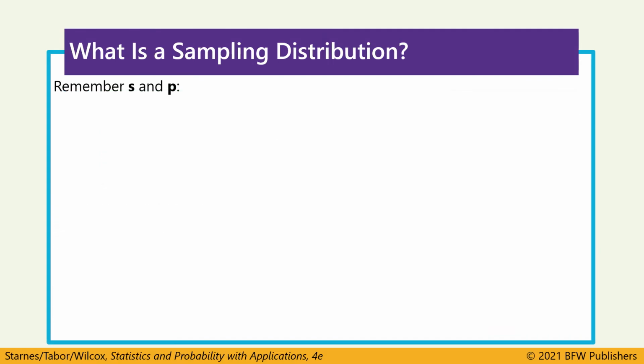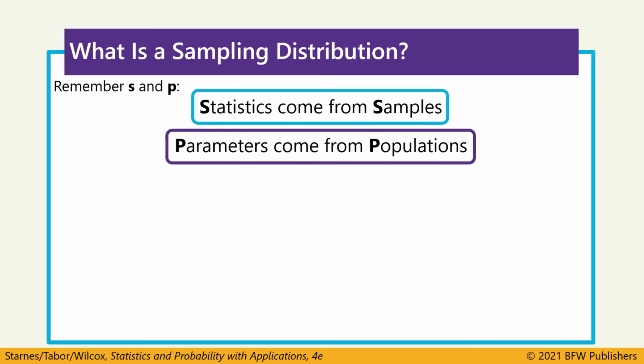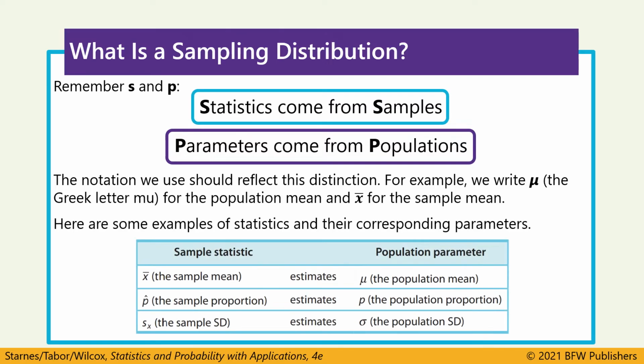Now, the first thing that it's important to get clear on is all of this terminology. So remember your S's and P's. Statistics come from samples, and parameters come from populations. We use different symbols to differentiate these values. We know it's a statistic based on the variable we use: x bar for a mean, p hat for a proportion, s_x for standard deviation. If we're dealing with the population, we talk to everybody in our whole population. The mean would be mu. The population proportion would be p instead of p hat. And the standard deviation would be sigma.